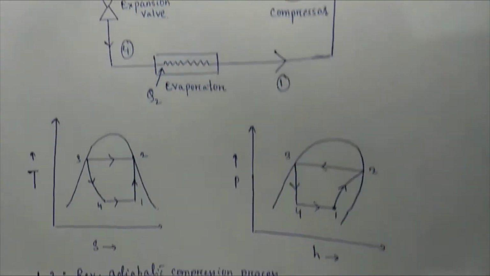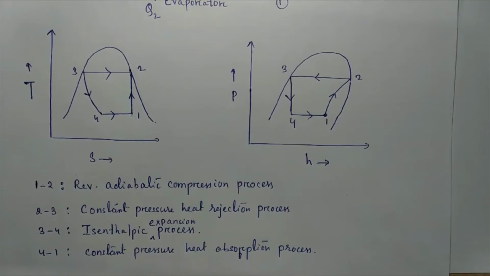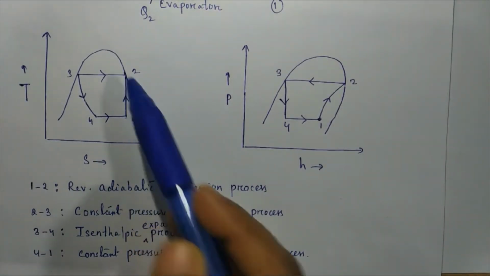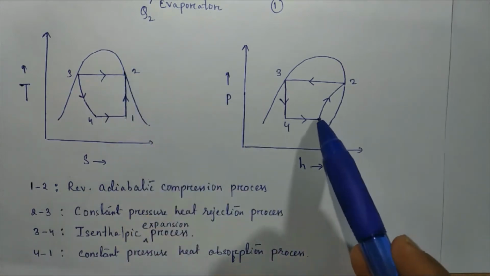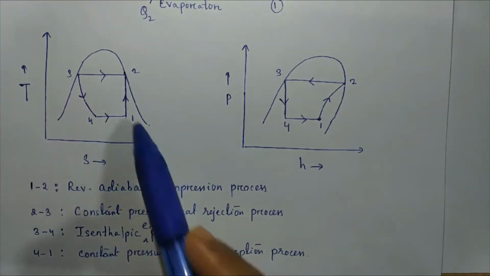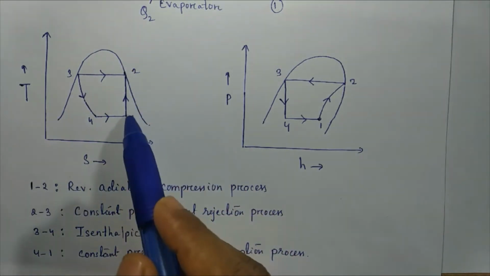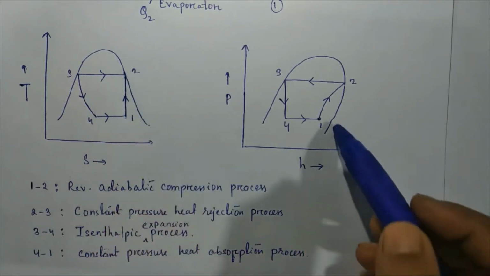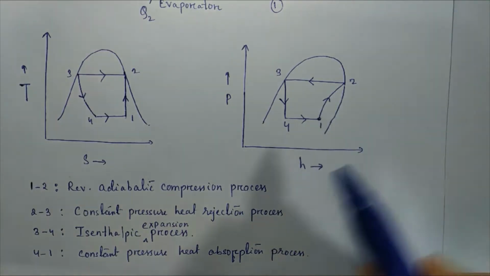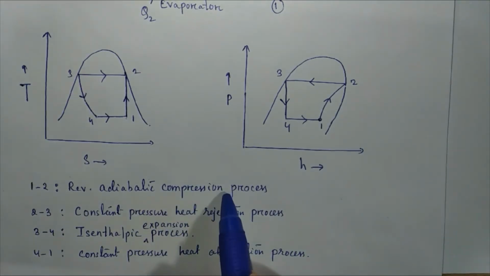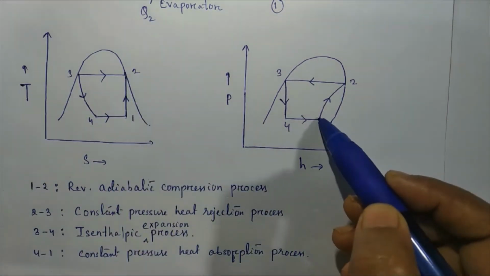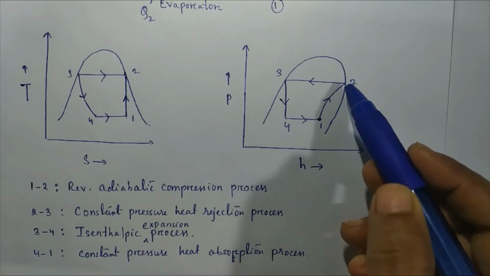So here we draw the TS and PH diagrams. The 1 to 2 process is the compression process. This is for the TS diagram, and here we draw this for the PH diagram. For the TS diagram, the 1 to 2 process is a straight vertical line, but for the PH diagram this is a curved line. This indicates that for the adiabatic compression process, the entropy is constant but the enthalpy is increasing, right?